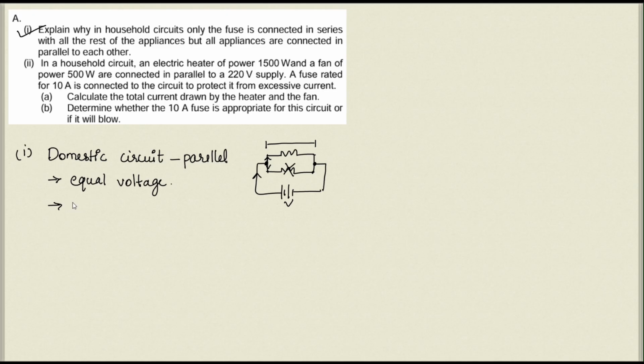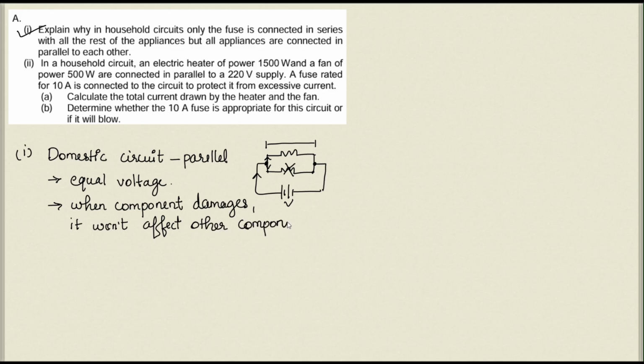So when we are connecting the appliances in parallel, when one component is damaged, it will not affect the other components. That is the reason why we are connecting the devices or the electrical appliances in parallel.